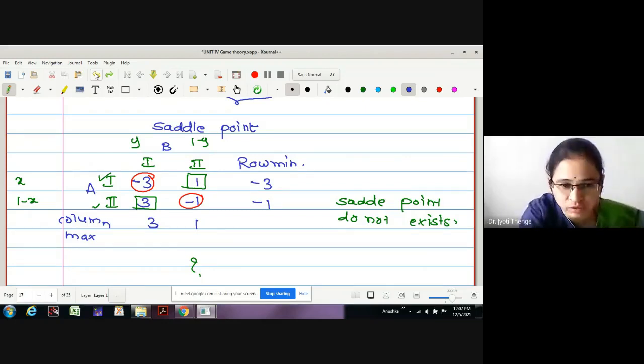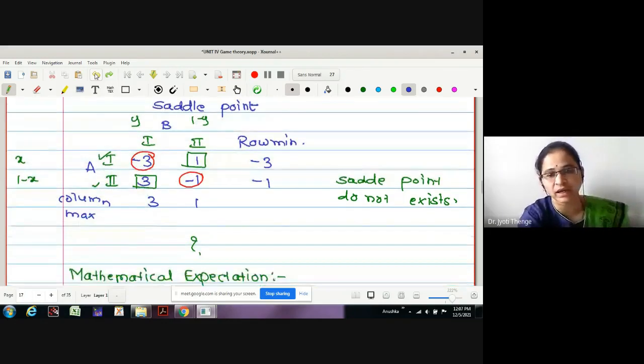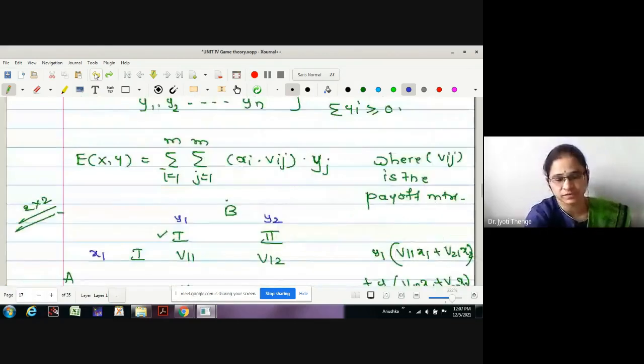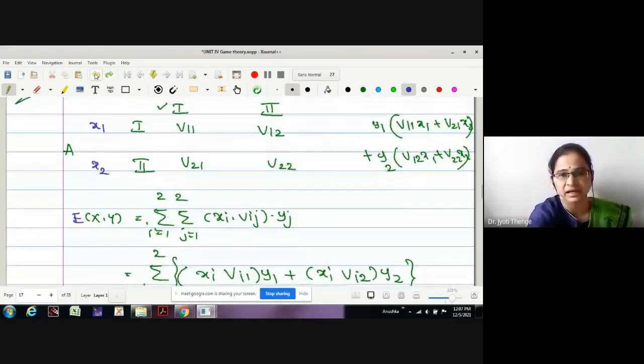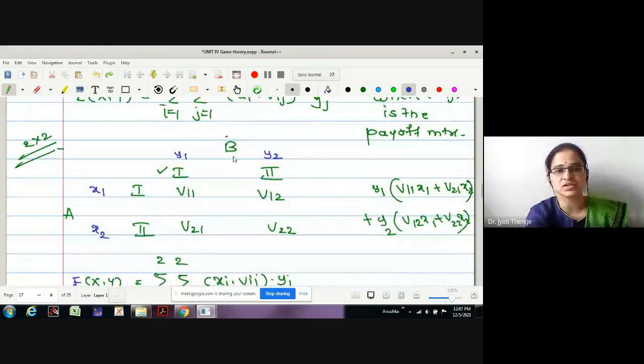Now, in order to find the expected gain and expected losses, we have seen this example in detail. This is the structure: player A chooses to play two activities 1 and 2 with probabilities x1 and x2, and B chooses to play activities 1 and 2 with probabilities y1 and y2.